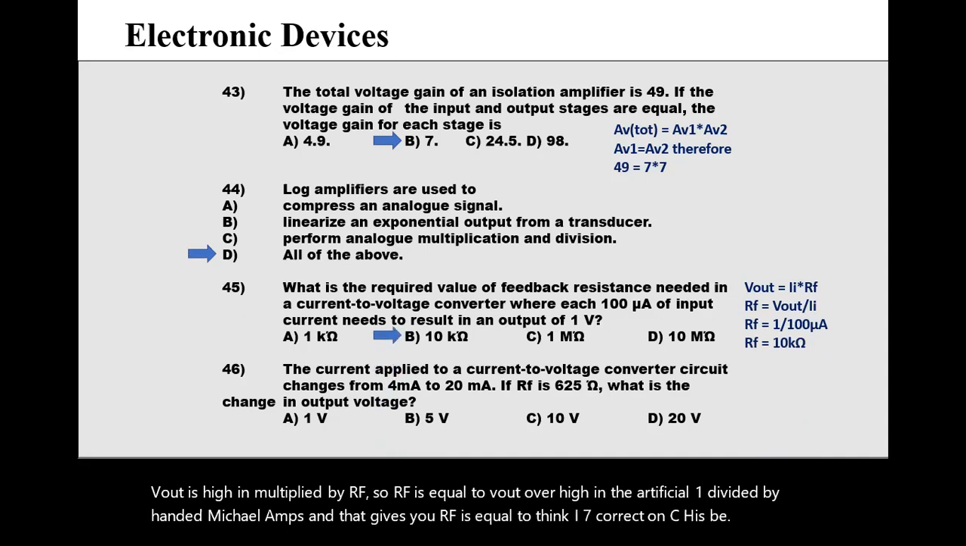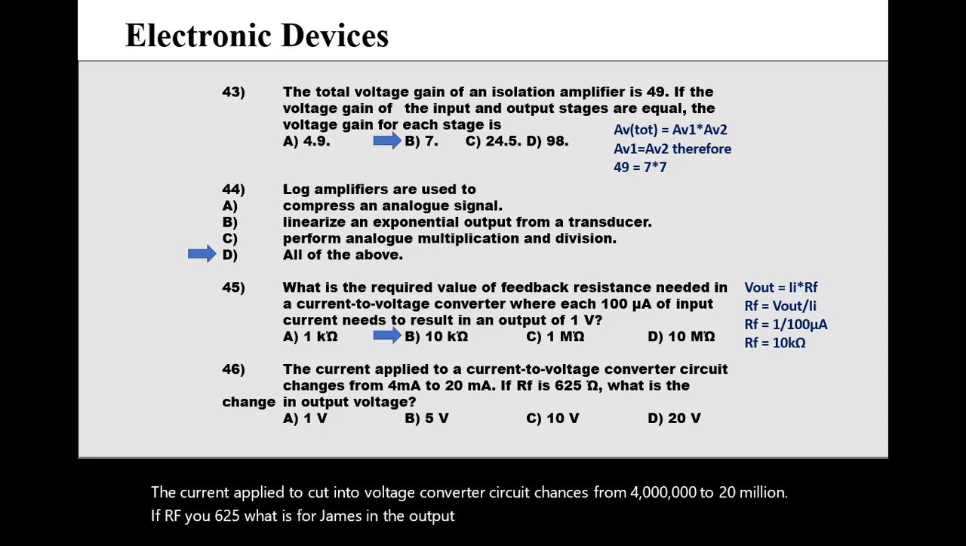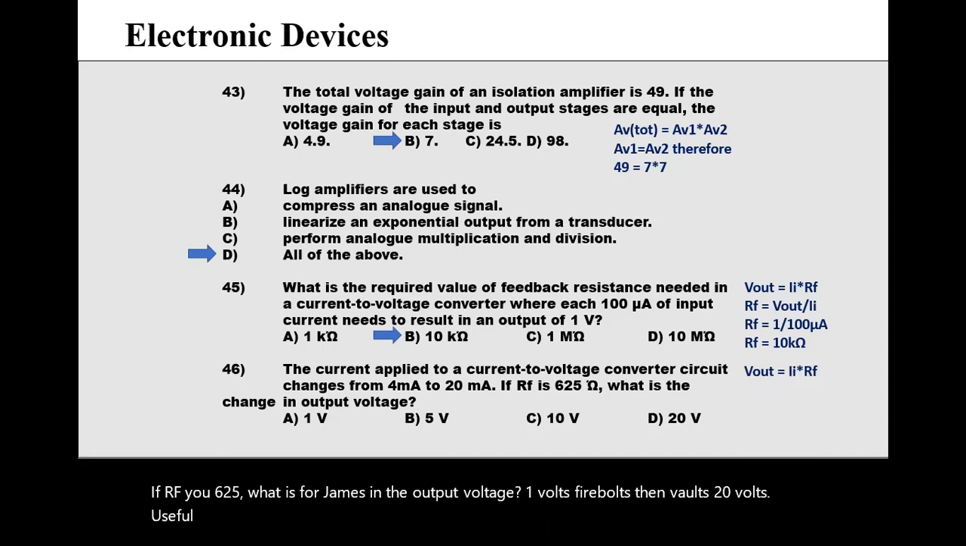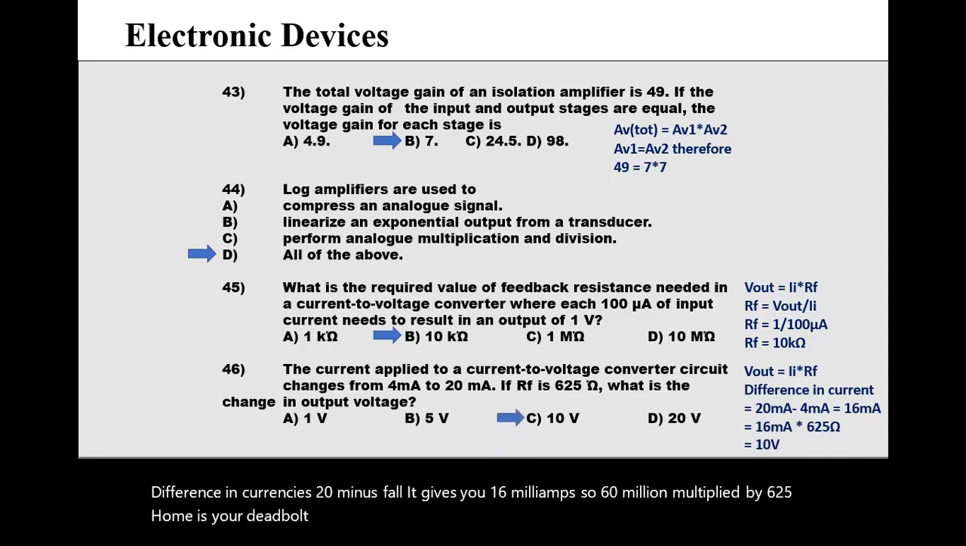The current applied to a current to voltage converter circuit changes from 4 milliamp to 20 milliamp. If RF is 625 ohm, what is the change in the output voltage? 1 volt, 5 volts, 10 volts, or 20 volts. Use the formula V out is I in multiplied by RF. The difference in currents is 20 minus 4, which gives you 16 milliamps. So 16 milliamp multiplied by 625 ohm gives you 10 volts. So the correct answer is C.